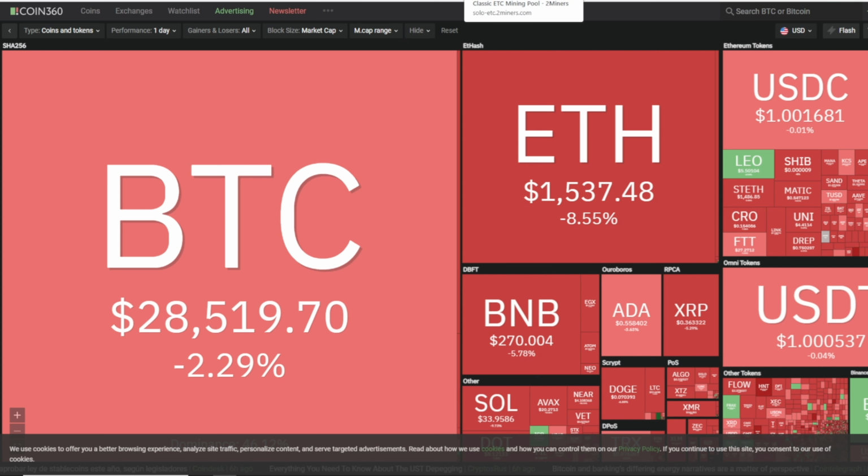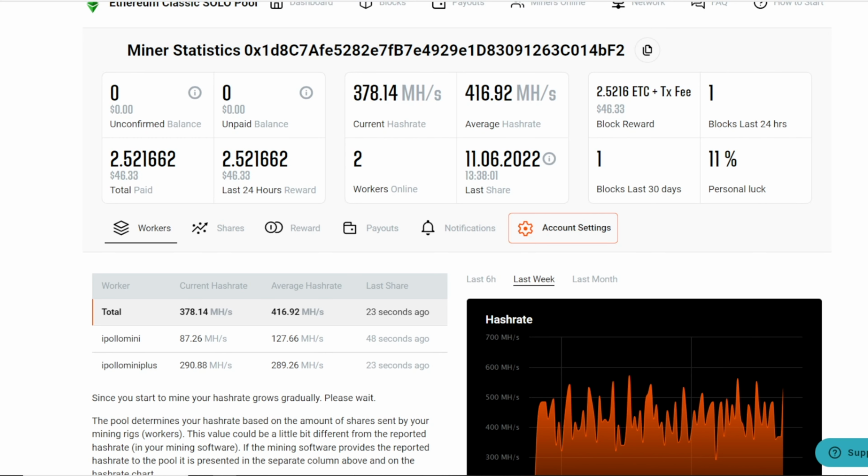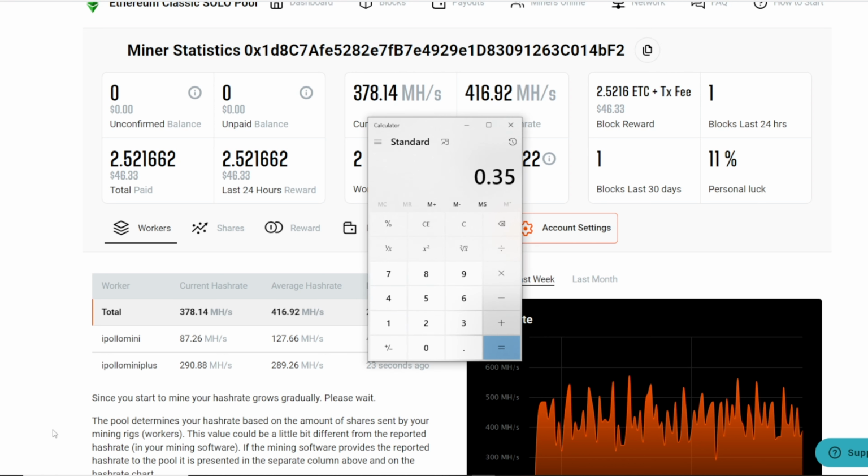But with these iPollo Minis, since they're so efficient, I'm personally just going to keep going because they really don't take that much power. But anyways, besides the point, at the current state of Ethereum Classic network hash rate, difficulty, block times, all that stuff, this is per day on both of these iPollo Mini and Plus, times, let's say, 30 days. So potentially I could yield about 10.5 Ethereum Classic per month with just these two models together.